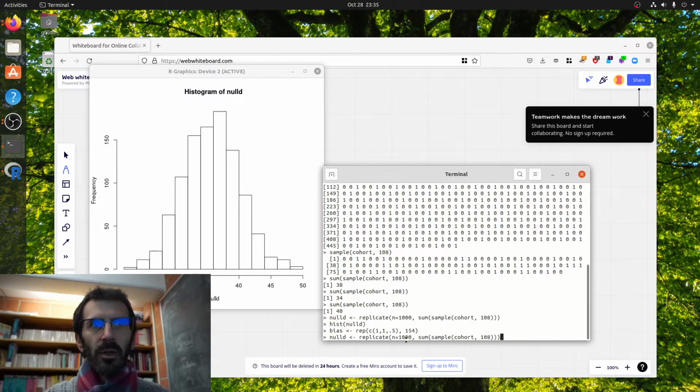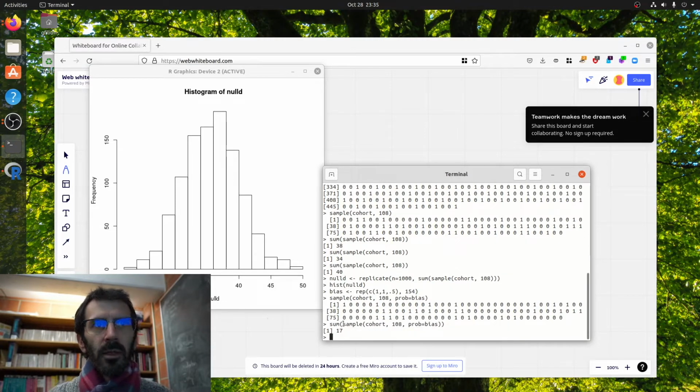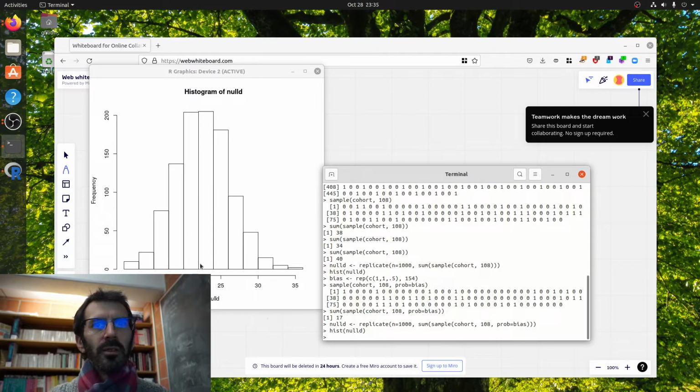And now when we get the null distribution, actually when we get the samples, we say prob equals bias here. And you can see that it puts much fewer 1 than before. When we compute the sum, we get much fewer. We get about 1/2 fewer ones. So that's really one way that we can model the idea that the efficiency is 50%. And to finish the problem, we just said that here we need to say prob equals bias. And when we now represent the histogram of the null distribution, you can see that this is shifted to the left. The numbers are lower, of course.